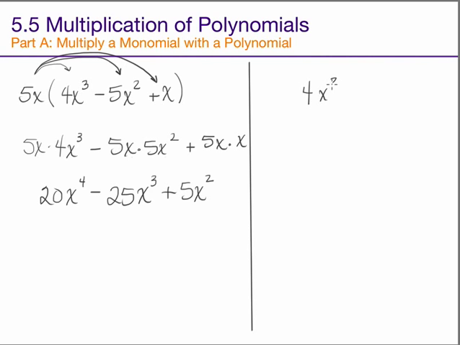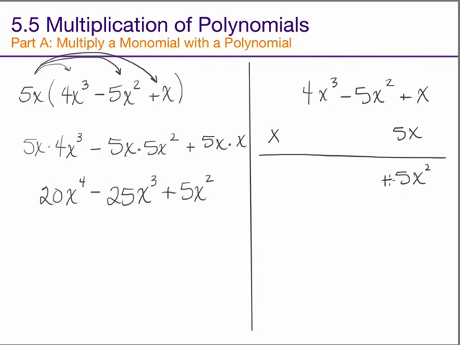Using the column method, I'll write my long polynomial on top and multiply it by the monomial 5x. 5x times x is 5x squared. Positive times a positive is a positive. 5 times 5 is 25, and x times x squared is x cubed. A positive times a negative is a negative. 5 times 4 is 20, and x times x cubed is x to the 4th. A positive times a positive is a positive. Of course, I don't need this leading positive sign. My answers match. They should. I've used two different ways to multiply, but I've multiplied the same two things, so I should get the same answer.